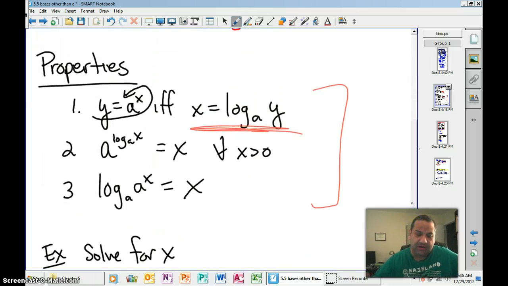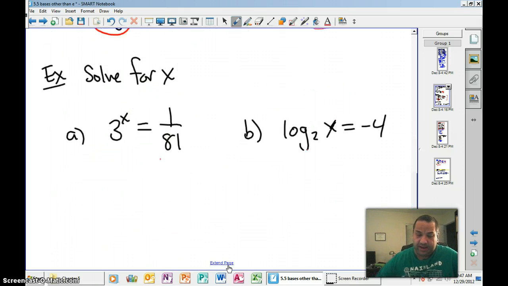Some properties that you learned. Here's your fish hook, your classic fish hook. Okay, a to the log a of x is x for all x greater than 0. Log a of a to the x is x. Just remember, if you log a something with a to the x, you always get the exponent. Okay. So let's play with these properties real quick, to show you that I'm alive.